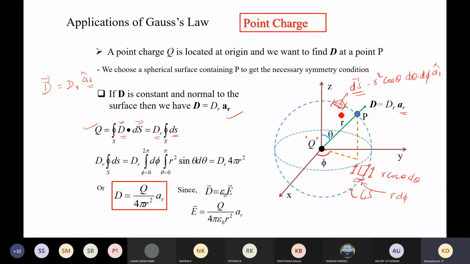When you do the closed integration, in other words you have to calculate the surface area of this sphere, which we know is nothing but 4 pi r square. So when we do the integration, you will easily get that.